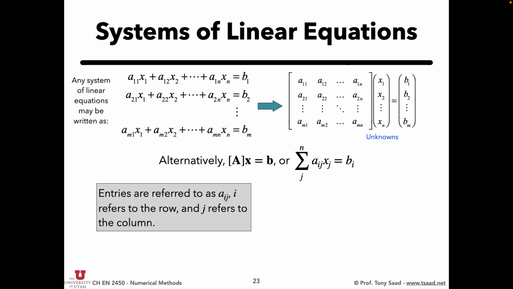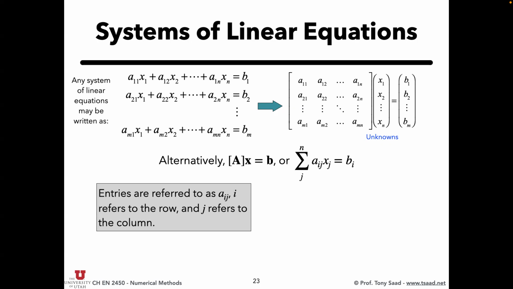And typically, the first index is the row, and the second index is the column. So A45 is the entry in row 4, column 5. A713 is the entry in row 7, column 13. A1n is the entry in row 1, column n. AMN is the entry in row m, column n.